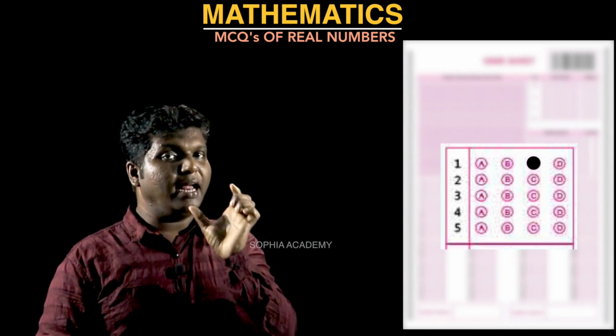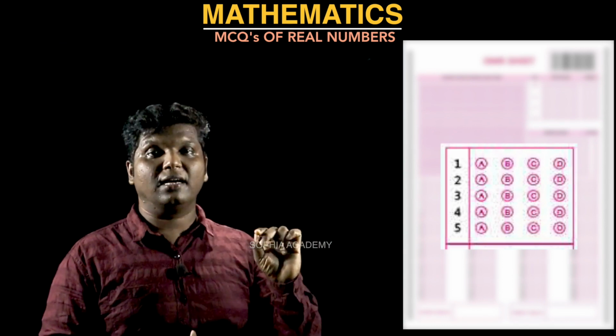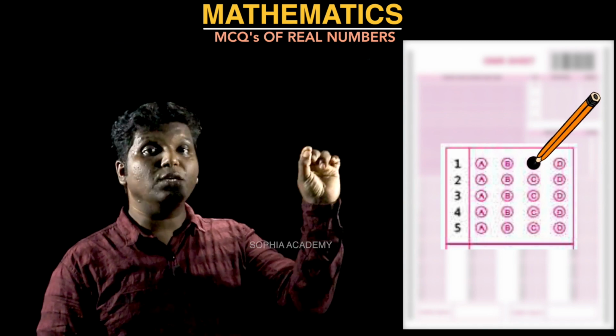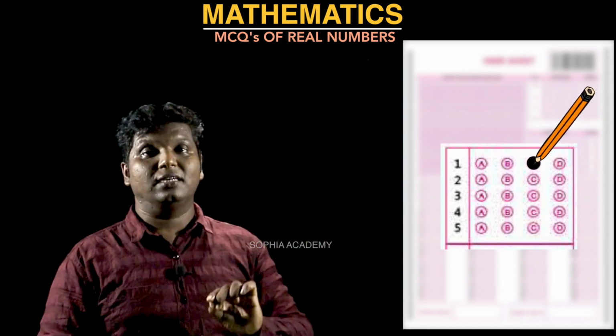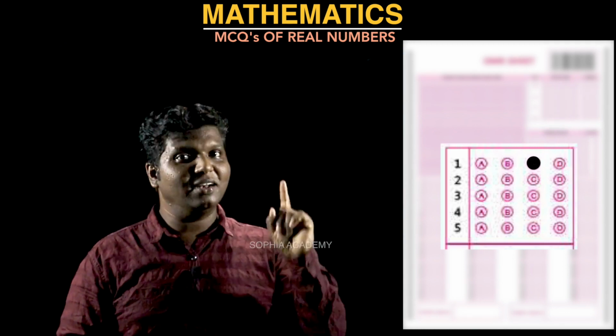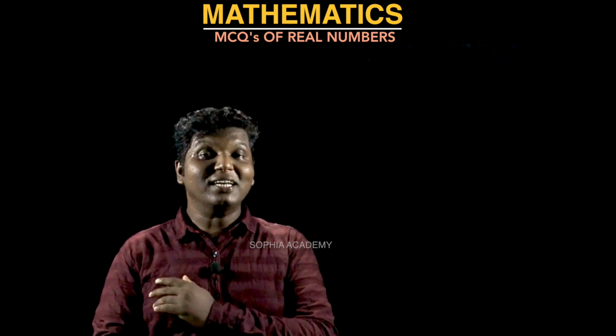Whatever your relevant answer is, for example, if you're doing the first question, you could understand that C is the correct option. So what is the circle given very near to that C? You have to dark that circle. Totally you have to dark that circle, and that is the way how to answer in an OMR sheet. Hope you understood this one, right? Okay, now let us get into the class.